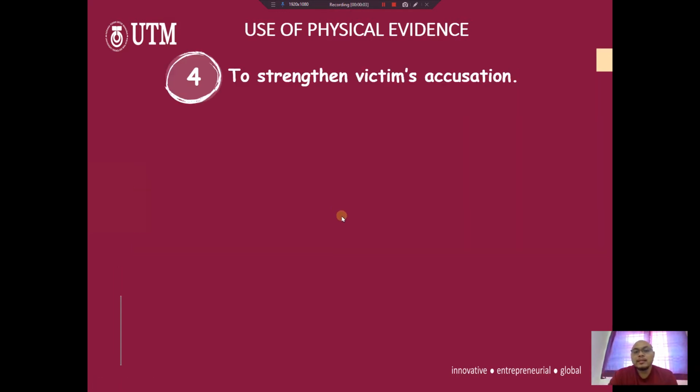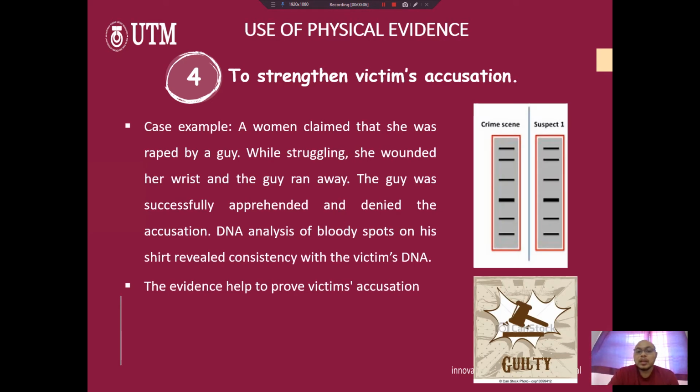Okay, number 4 is to center the victim's accusation. In the example, a woman claimed that she was raped by somebody, but that person denies that he actually raped the woman. But after the analysis, the DNA matches the victim's. So the DNA analysis strengthens the victim's accusation. The evidence helps to prove the victim's accusation. So this is another function of physical evidence.